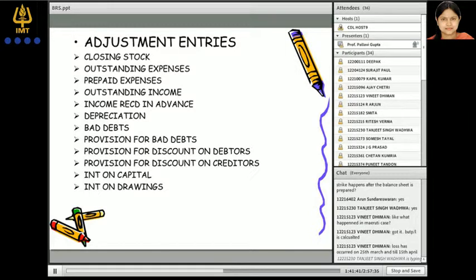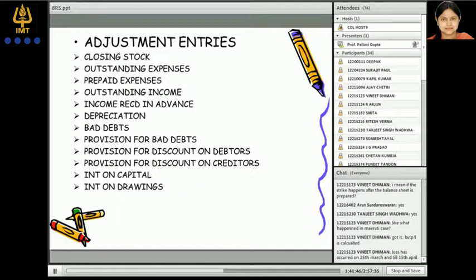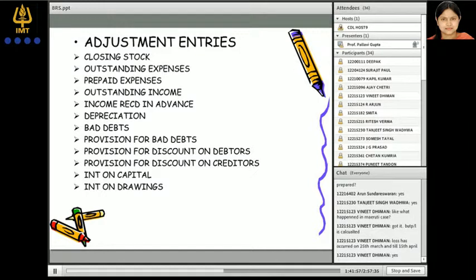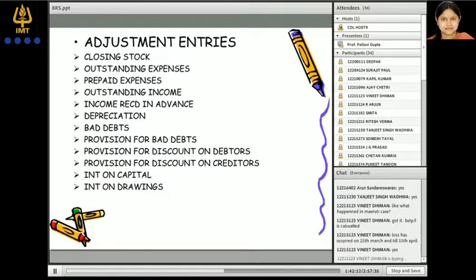Yes, if the strike is from 25th March till 15th April, there would not be any production during that period. If the production is not there, the stock will itself be less and there may be short sales also. So it will automatically come in the profit and loss account. The sales would be less in the trading account, the stock would be less. Got it?